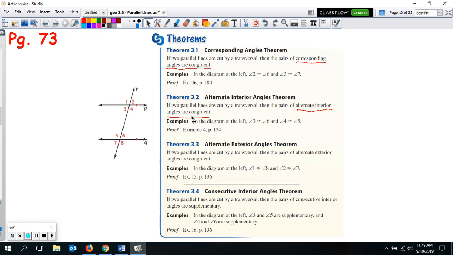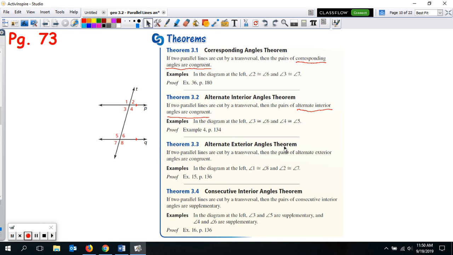For an example of those, they're alternate, so they're on different sides. One's on the left, one's on the right of this transversal line, this T. And they're also on the inside, so they're in between here. So we're looking at 3 and 4, 5 and 6. These are the inside numbers. So 3 with 6 are alternate, and 4 and 5 are alternate interior angles. Those are congruent. 3 and 6 are congruent, 4 and 5 are congruent. That's what it says there. There are only 2 pairs of those. That's all we could even say for that one.